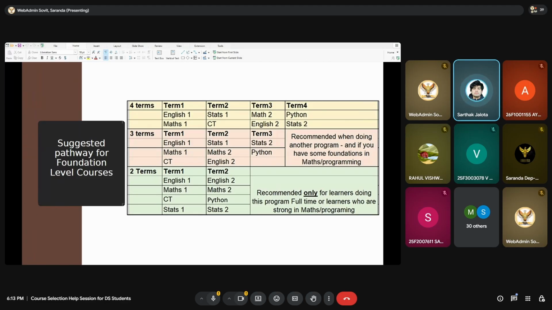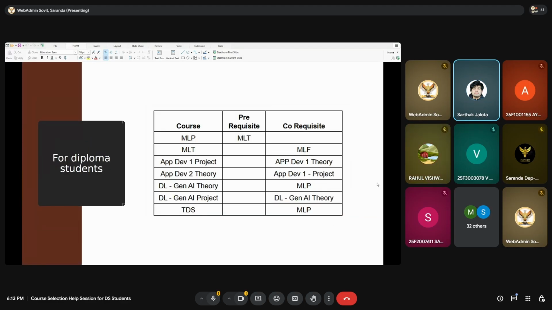Okay, then I think we should move on to the diploma level. For diploma level students, it's very important to understand the concept of prerequisites and co-requisites. So what is a prerequisite? A prerequisite is a course that you must have completed in the previous term.